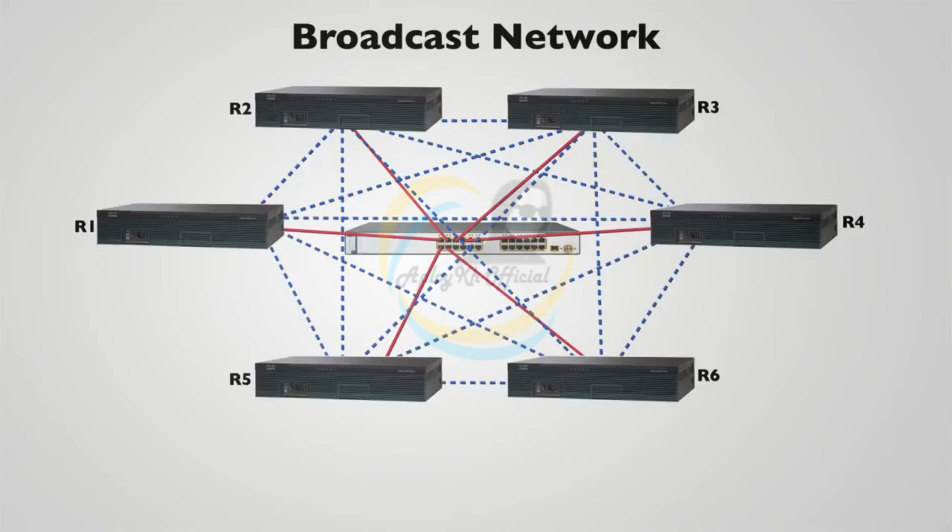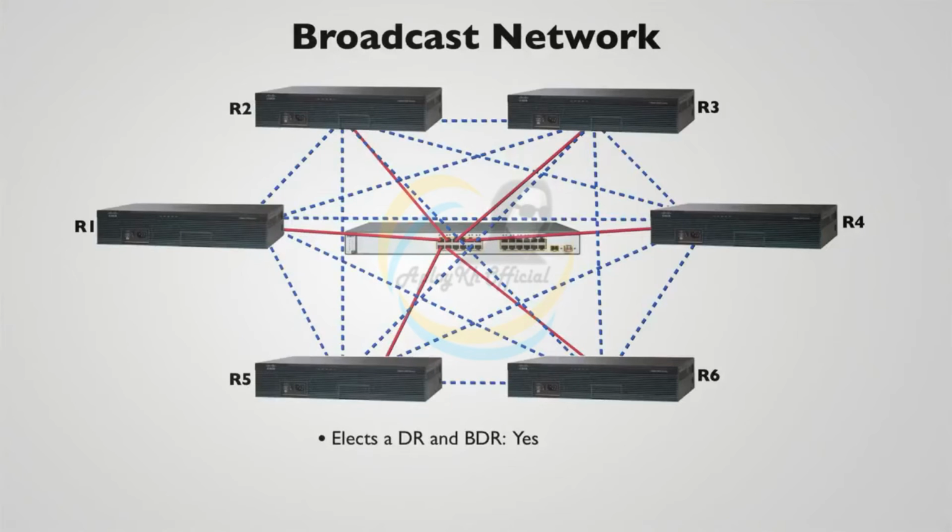Do you remember the solution? The solution was to designate a single router that would form adjacencies with all of the other routers. That way they didn't have to form adjacencies with each other. And that router was called a DR, a designated router. We also had a backup designated router in case the designated router became unavailable. So we are electing a DR and a BDR with a broadcast network.